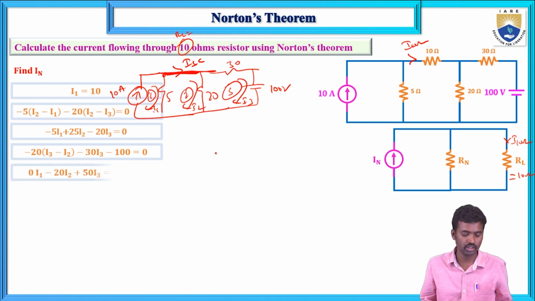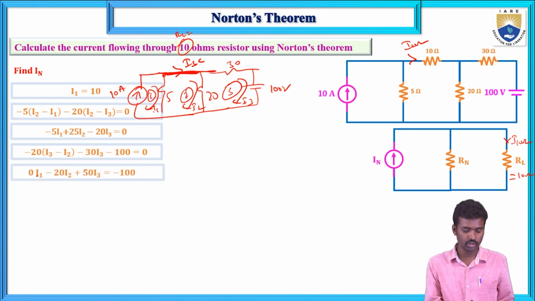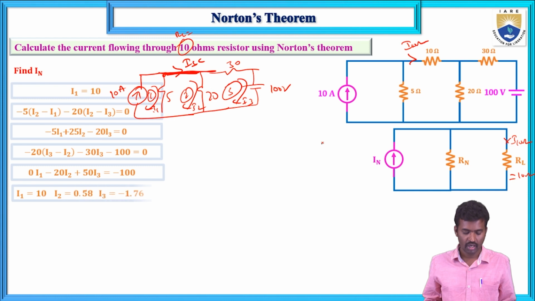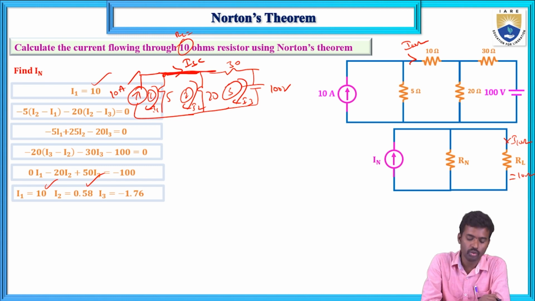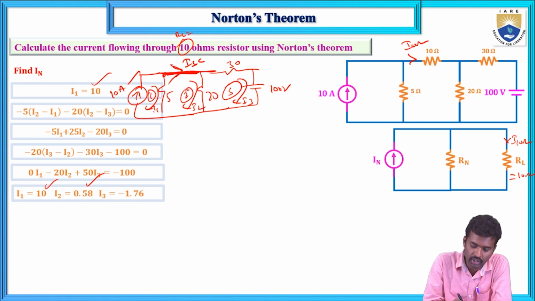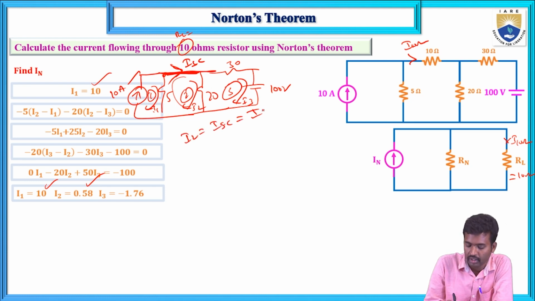The simplified equation is 0 I1 minus 20 I2 plus 50 I3 minus 100. Now solve these three equations. I1 equals 10 as it is, I2 equals 0.58 and I3 equals minus 1.76. Here we need the I2 current only, because we need the short circuit current. I2 current is the short circuit current, so I2 equals the short circuit current IN, which equals 0.58.